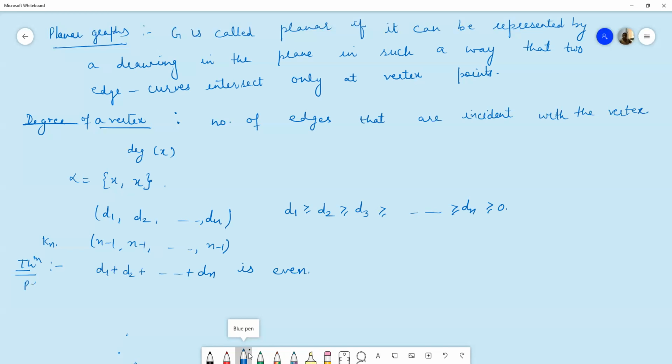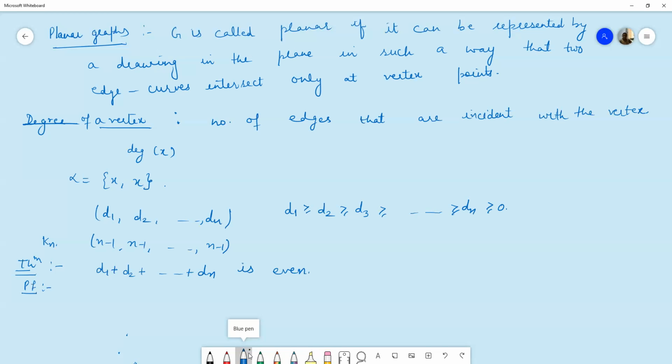Now to prove this theorem, we can say that each edge of G contributes 2 to the sum of the vertex degrees, because if we have an edge from x to y, then that edge contributes 1 to the degree of x as well as to the degree of y. So every edge contributes 2 to the sum of vertex degrees.